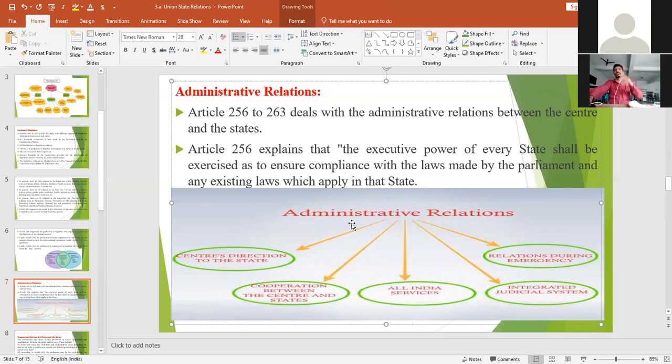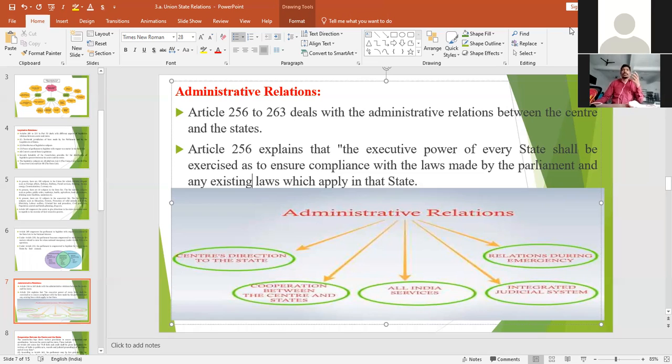Articles 256 to 263 exclusively deal with the administrative relations between the central government and the state government. Article 256 particularly explains the executive powers of the state. The state executive powers shall be exercised so as to ensure compliance with the laws made by the parliament, and those parliament laws exist in the state legislature. It means the laws enacted by the central government or parliament may exist in the state assembly.